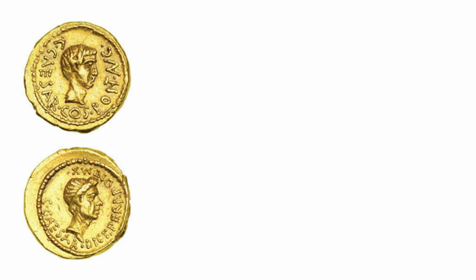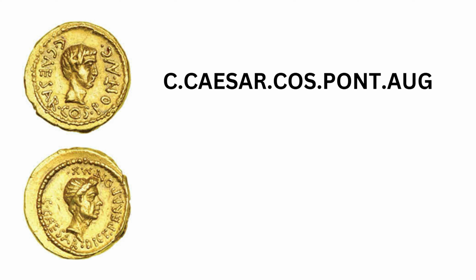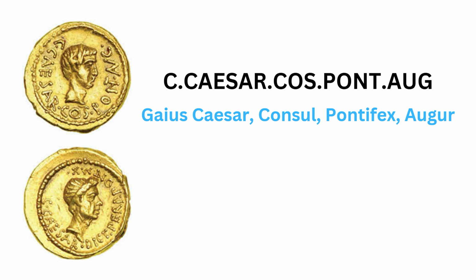This one is the one I had at the beginning. This is one of my favourite coins. It says C CAESAR COS PONT AUG. Now Gaius Caesar is what Octavian, who later became Augustus, was called. That's his official name. And when Gaius Caesar, or Octavian, minted this coin, he had just been adopted posthumously by Julius Caesar. Julius Caesar had died, and this is about a year after Julius Caesar's death. So this is the first coin that Octavian got minted when he came to Rome.